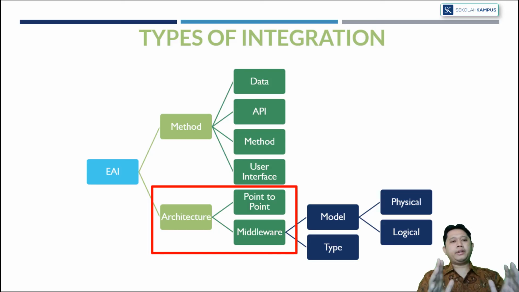Okay, finally we have learned about the types of integration based on architecture. There is directly point-to-point, and the second one is middleware, or using an intermediary. Okay, those are the types of integration based on architecture.